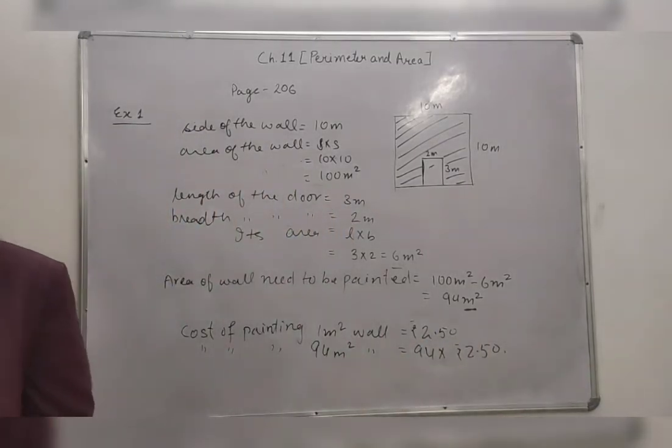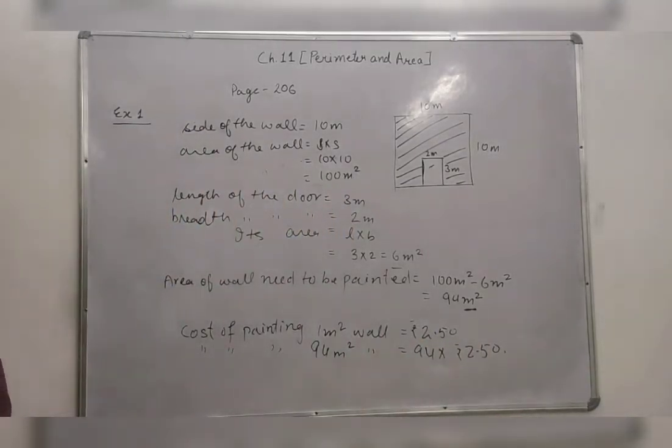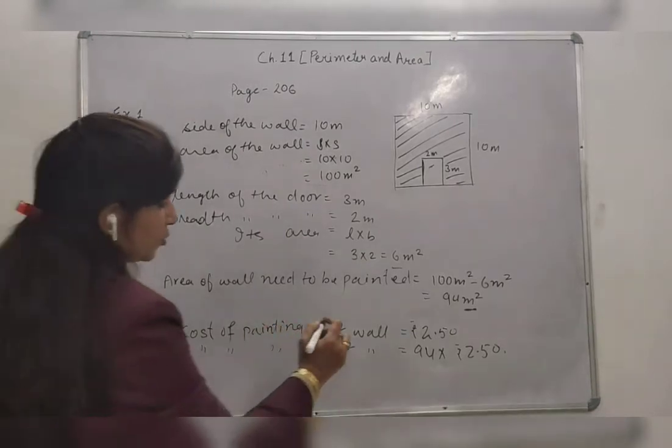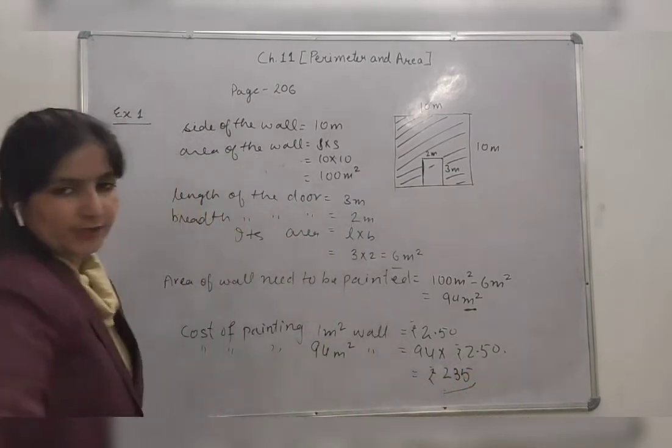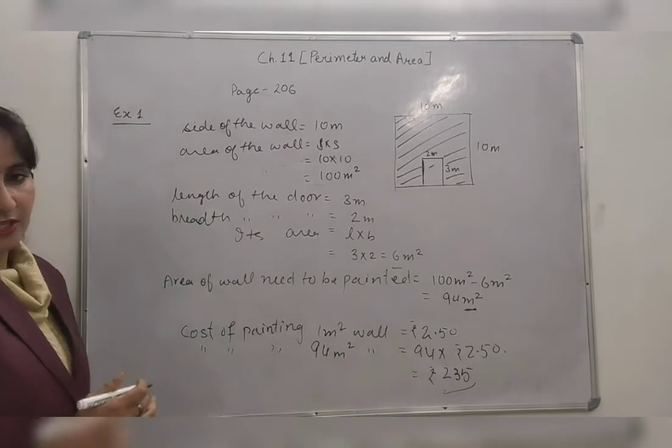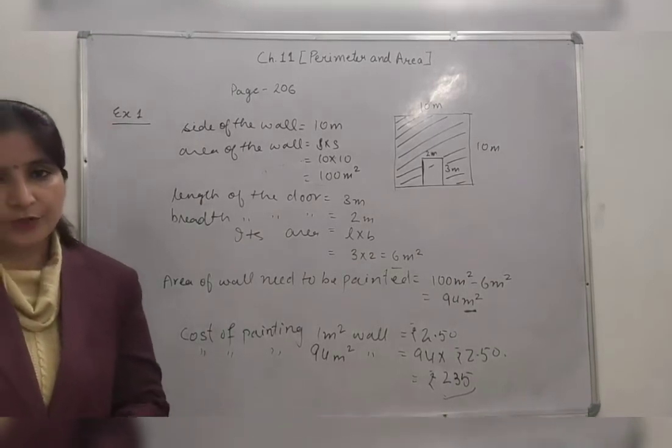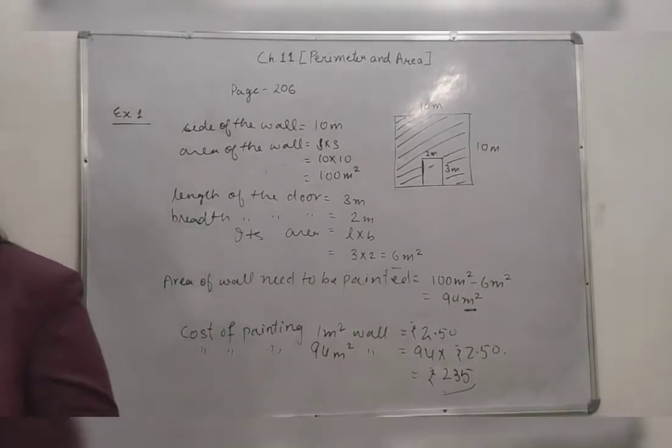Okay. So what is the answer after solving? Let me tell you. It is given in your book, it is rupees 235. So after solving you will get this answer. Okay, I hope the question is clear to you. After this we are going to start example number 2.